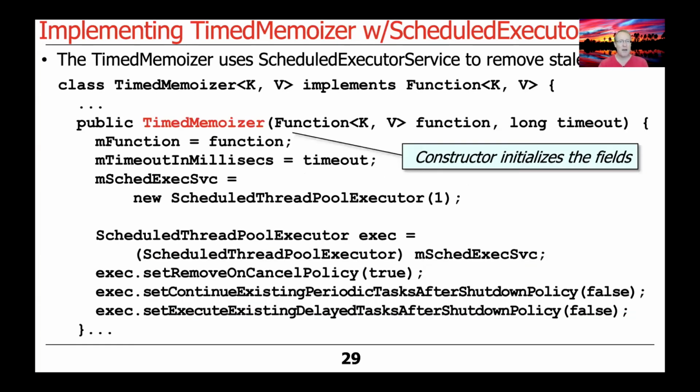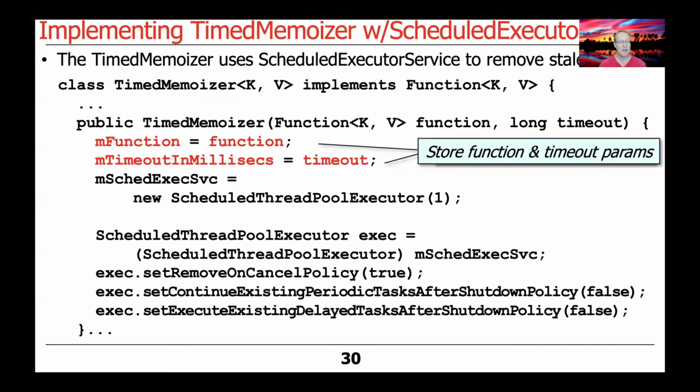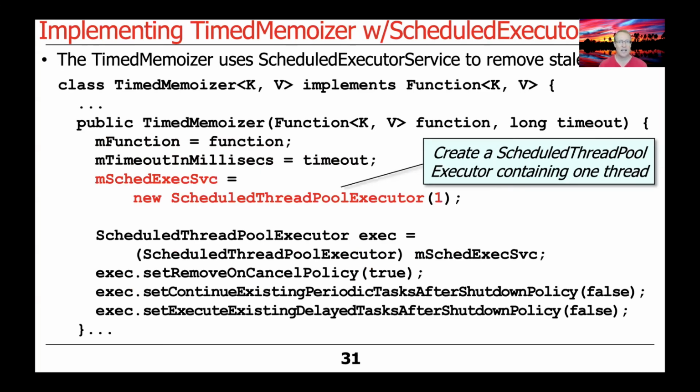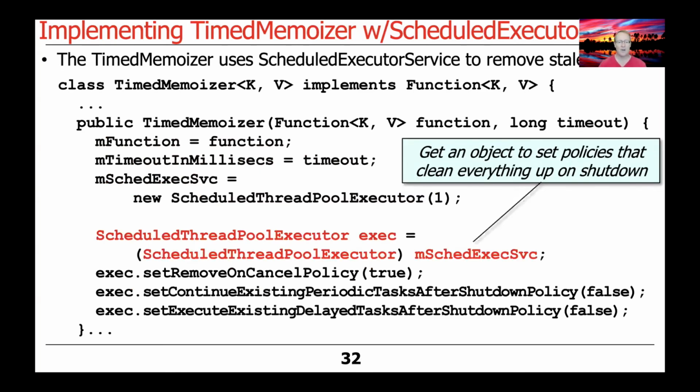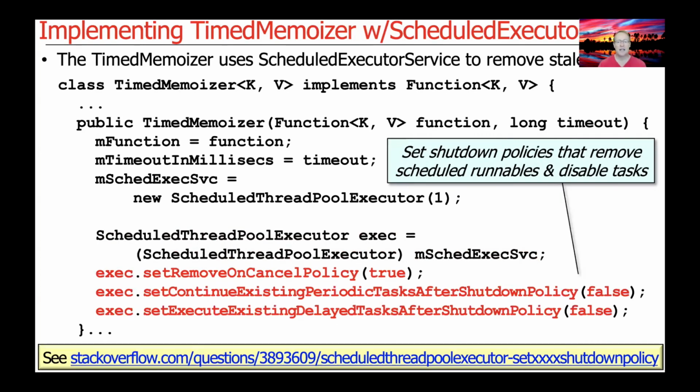Let's wrap up the other key methods here. There's the constructor for TimedMemoizer, which is used to initialize all the fields. As you can see, we stash away the function, we stash away the timeout period. Then we create ourselves a new scheduled thread pool executor that has a single thread in it. And we go ahead and downcast the scheduled executor service to be the appropriate class, which in this case is scheduled thread pool executor. And then we set those shutdown policies that will remove the scheduled runnables and disable the tasks and get rid of stuff in the queue and so on. These are the sensible policies, not the default policies, which make no sense whatsoever. If you don't do this, then your program will crash in bizarre and mysterious ways.